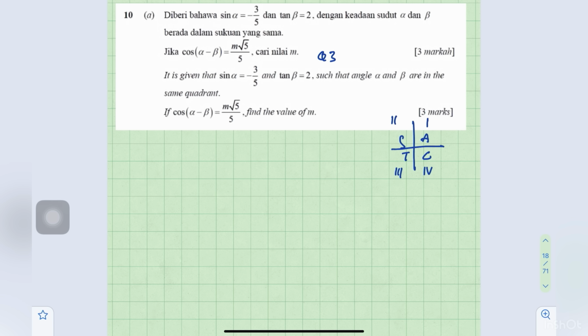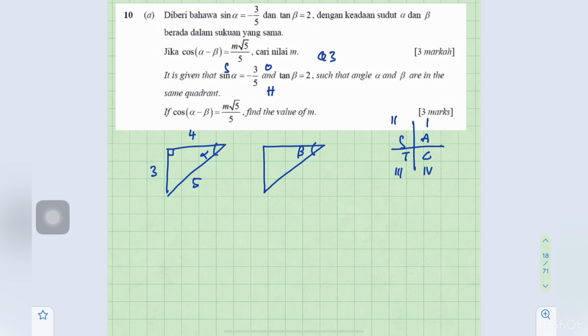So first of all, we need to sketch the right angle triangle for these two angles. Sine alpha in quadrant 3 looks something like this. Here is alpha, sine is SOH, opposite over hypotenuse. Opposite is 3, hypotenuse is 5. By using Pythagoras theorem, this one is 4. Then for the second triangle, same quadrant 3, but we have angle beta, tangent is TOA. Opposite is 2, adjacent is 1, since 2 over 1. By using the Pythagoras theorem, the hypotenuse is the square root of 2 squared plus 1 squared, so square root of 5.